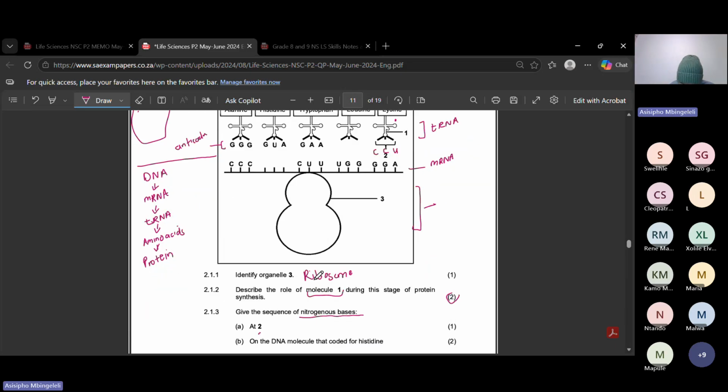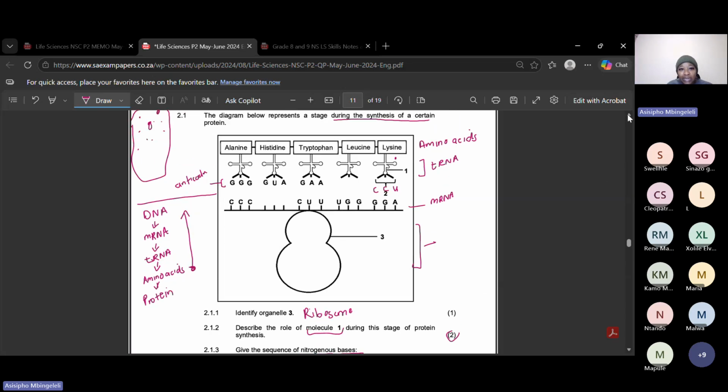Okay. Then give the sequence of nitrogenous base on the DNA molecule that coded for histidine. We need to get it. They want sequence of bases on what? On a DNA molecule that coded for histidine. Histidine is the amino acid. So we are moving from what we are given, which is amino acid, and we are moving back to get a DNA. So we are given the amino acid here, histidine. Where is it? There it is, right? There is the amino acid. And what are we given here? That is the anticodon. So where is the anticodon? It's here. So that is GUA.